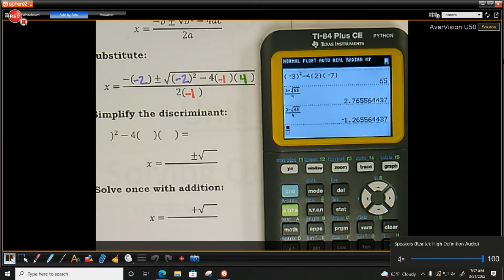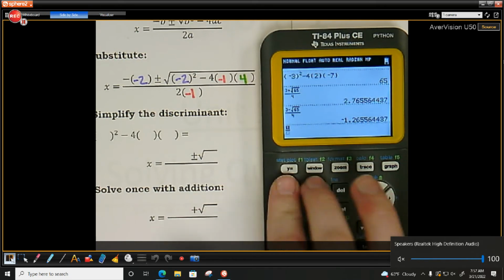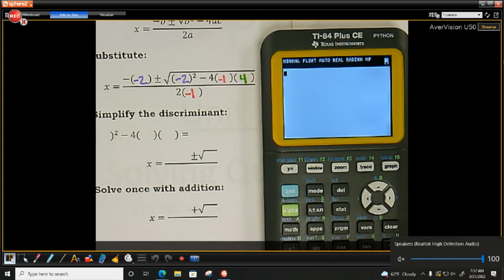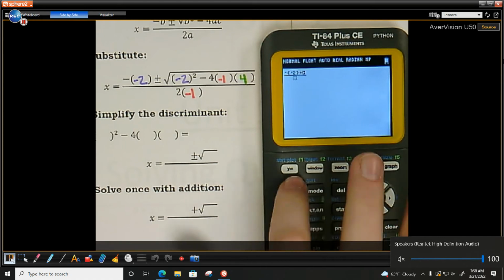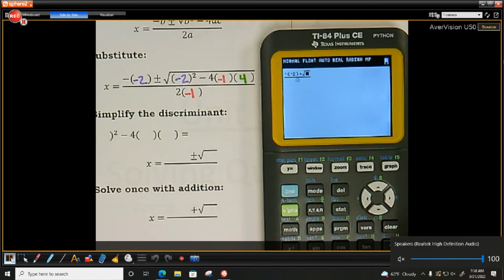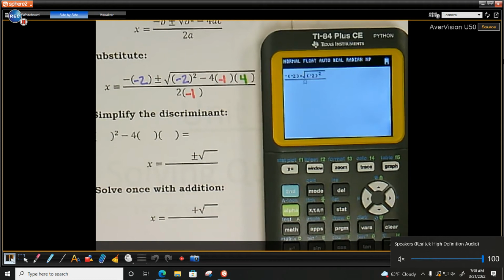Actually, I learned this too. Did y'all know that you can just do alpha x? That's the shortcut. Some of y'all knew that, some of you did not. If you just do alpha x, the fraction comes up. So negative parentheses -2. Let's just do the plus this time. Plus the square root parentheses -2 squared minus 4 parentheses -1 parentheses 4.